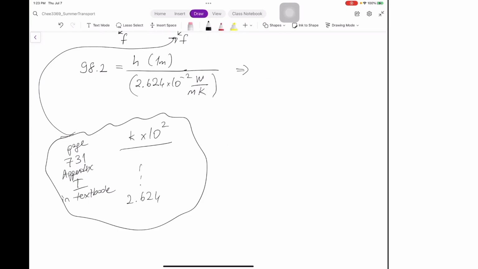So let's solve for H. You get 2.58. And the unit is, since this is unitless, it's going to be watt per meter square Kelvin. The meters cancel and you get watt per meter squared Kelvin. So we found the H.